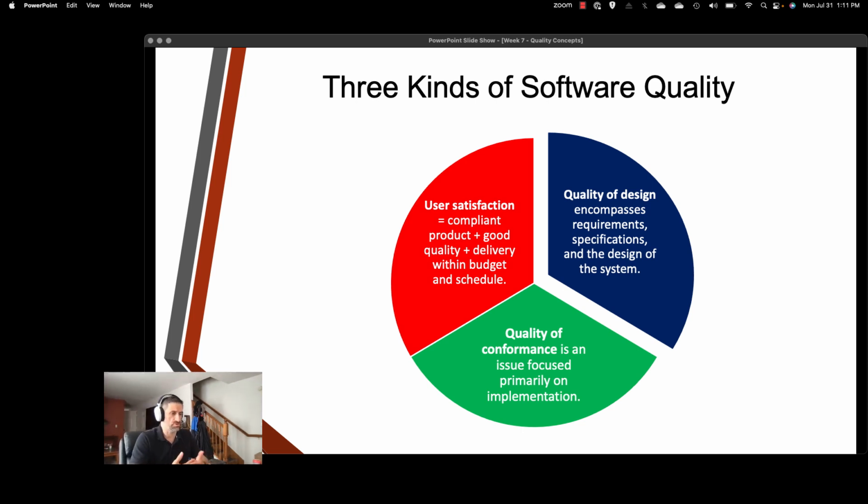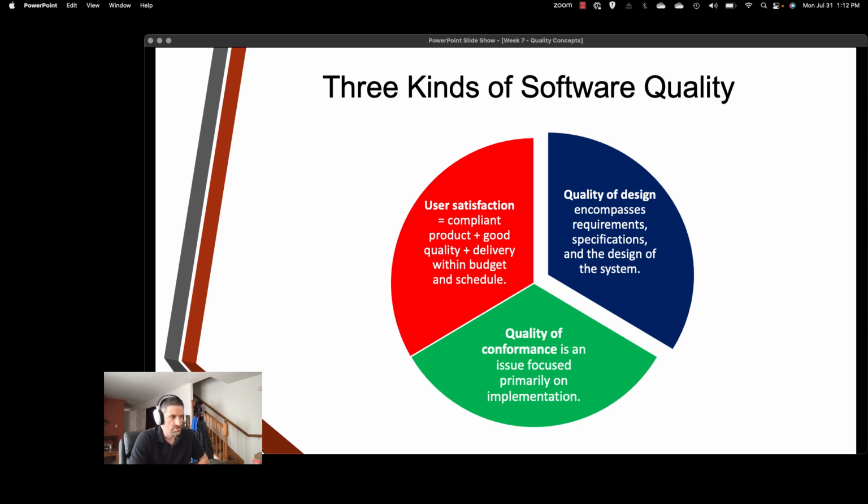Just so you understand, we dive deeper into design in the next course, but it's good to get an idea here that not only does the code need to be of quality, but the design itself has to have quality to it in order to ensure that the product or the software is going to be high quality itself.